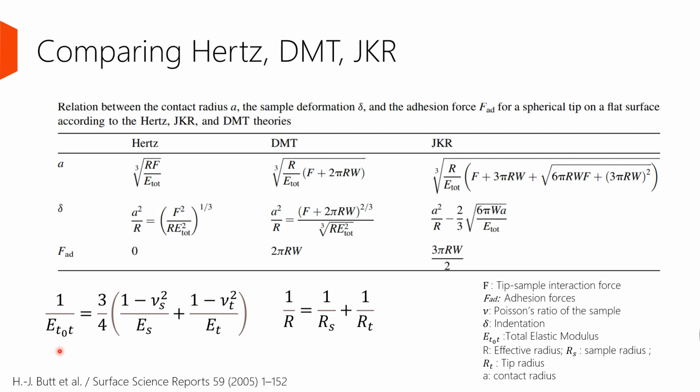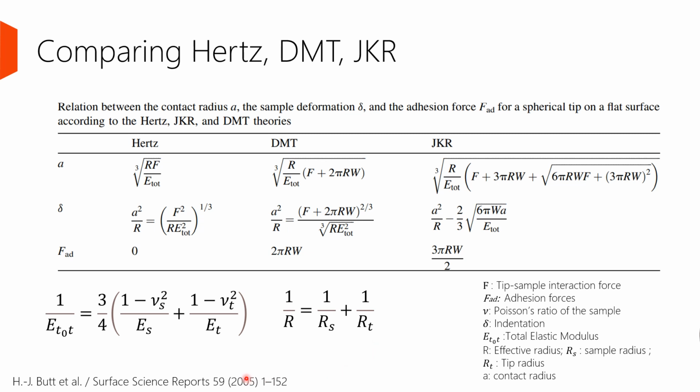The total elastic modulus of the system is a function of the Young's modulus of the sample and the Young's modulus of the tip, and this value nu is a constant. It's the Poisson ratio. The effective radius is a function of the tip radius and the sample's radius. Typically the sample radius is a lot larger than the tip radius, so the effective radius can be approximated by the tip radius.